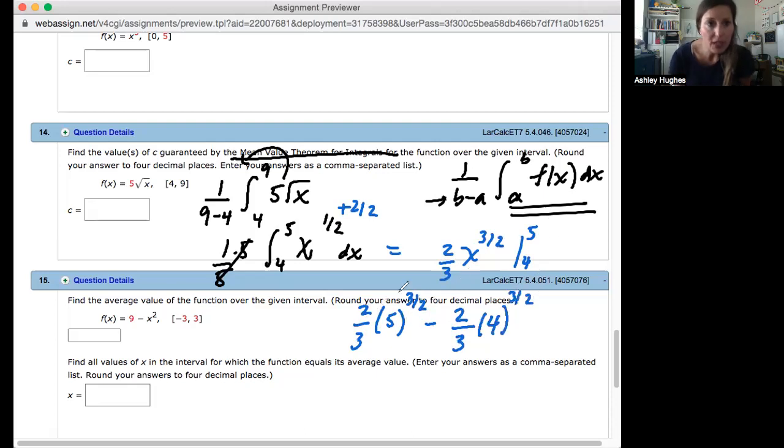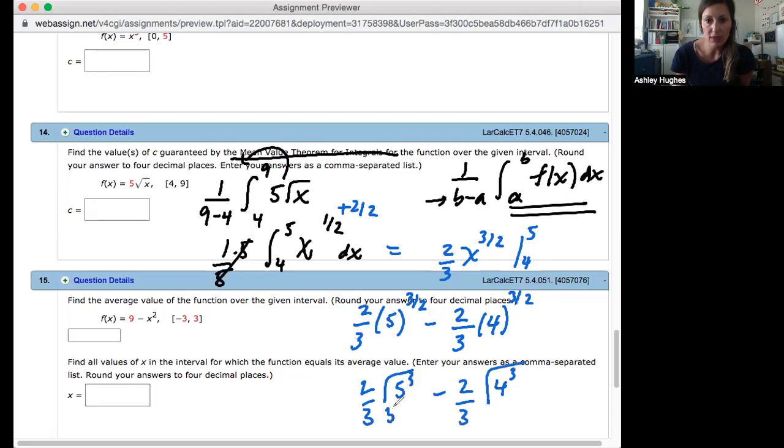This is not going to be pretty, we're going to have to use our calculator. At this point, you could go ahead and put this in your calculator, or you could try to simplify this more. This is 2/3 times 5 cubed in the square root of that, minus 2/3 times 4 cubed in the square root of that.